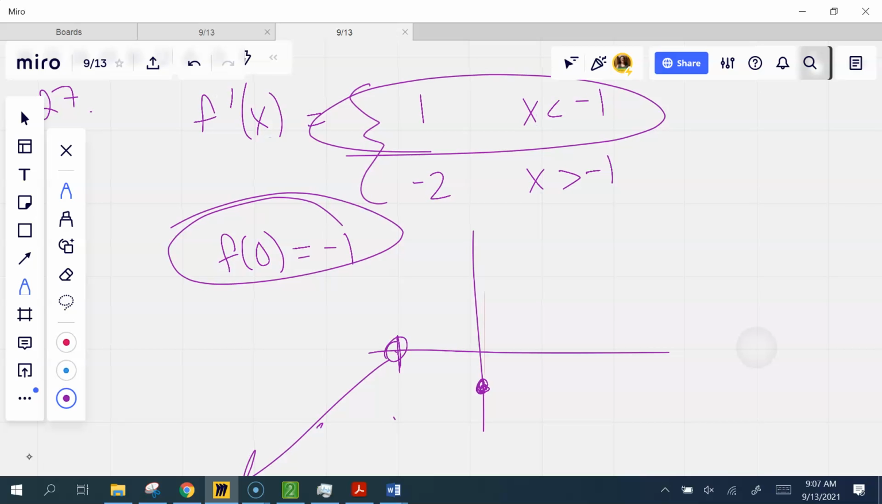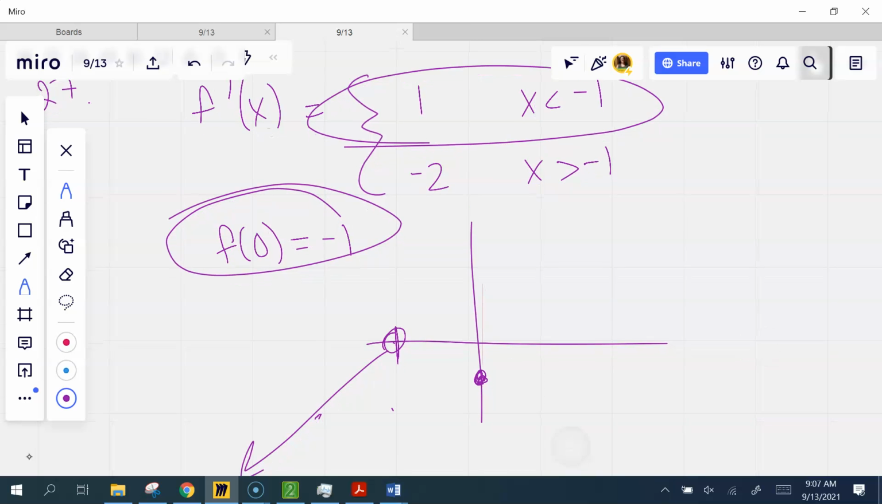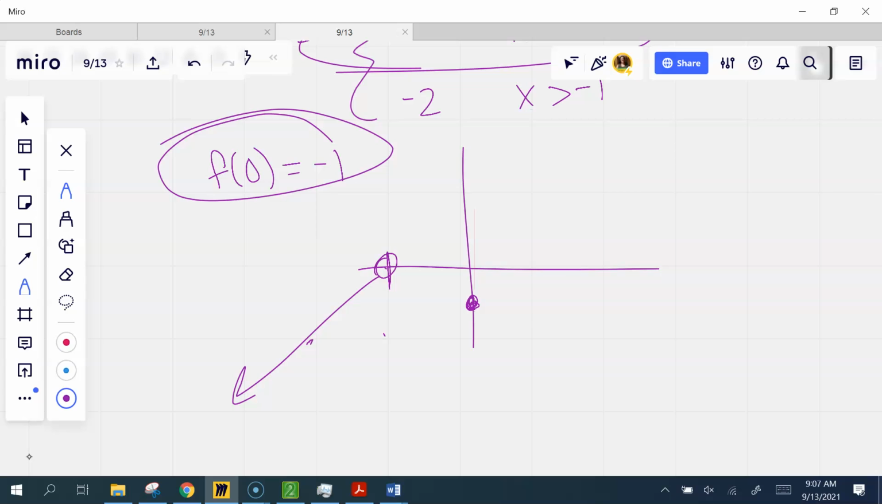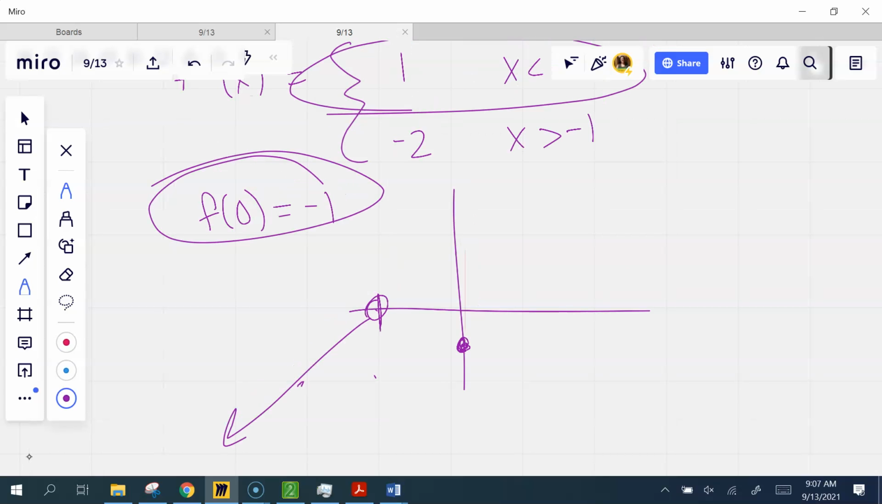And then negative 2. Oh, I'm going to have to move it, because it's got to be a slope of negative 2 when x is bigger than negative 1. Ooh, and it's got to be continuous.